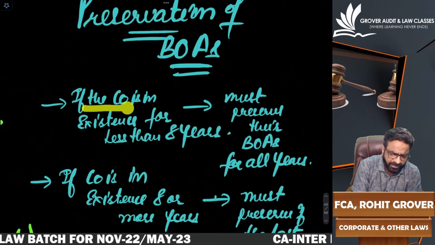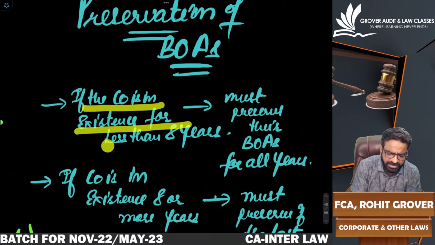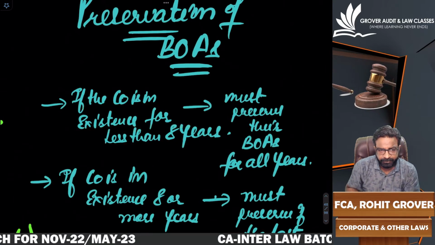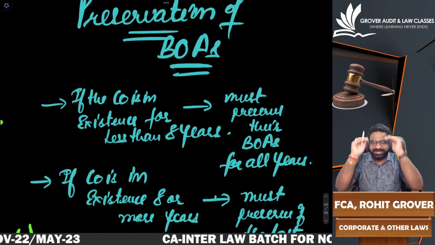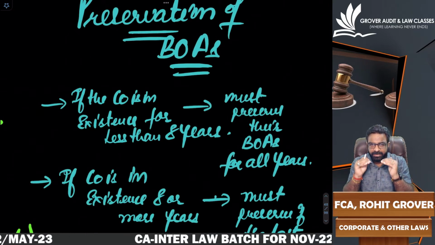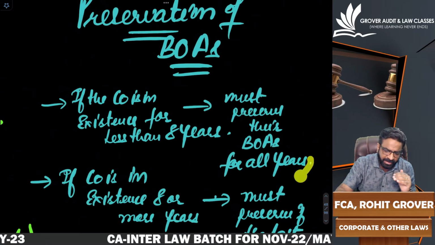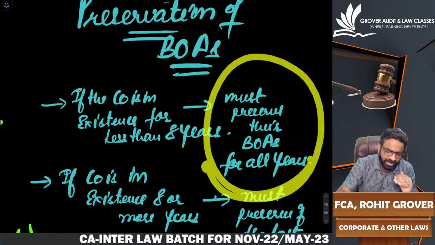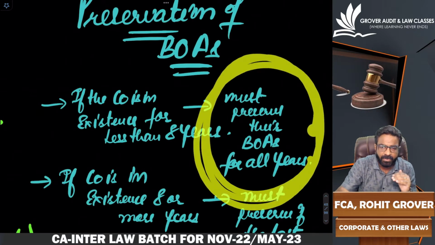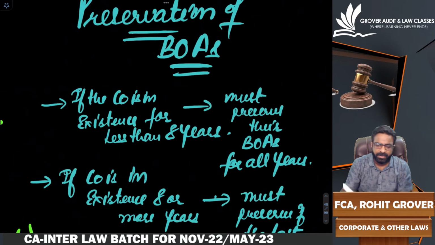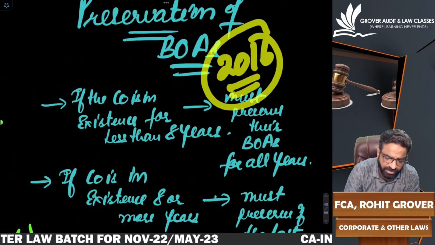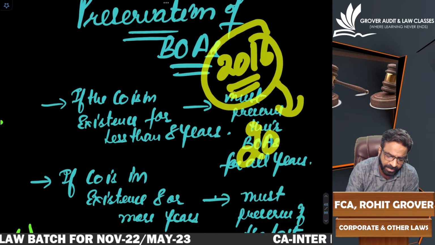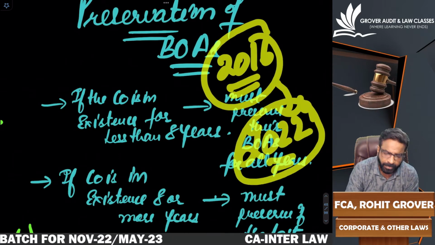What is written? If the company is in existence for less than 8 years. If the company's incorporation age is less than how many years? 8 years. Then we have to preserve the books of accounts for all the years. Now tell me, my company got incorporated in 2016. In 2022, what is the age of my company? 6 years.